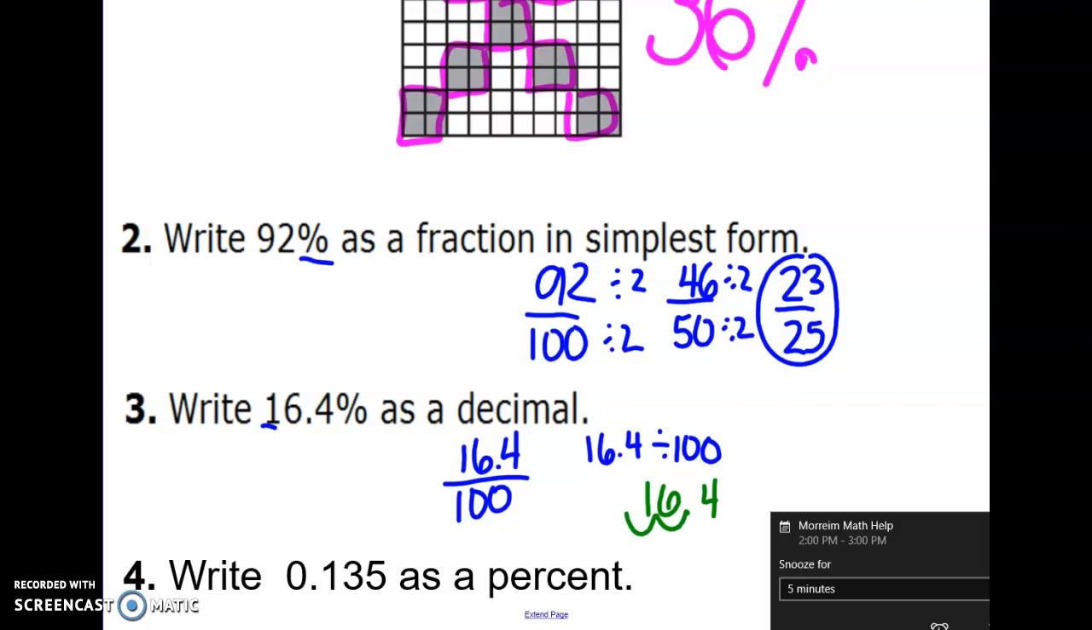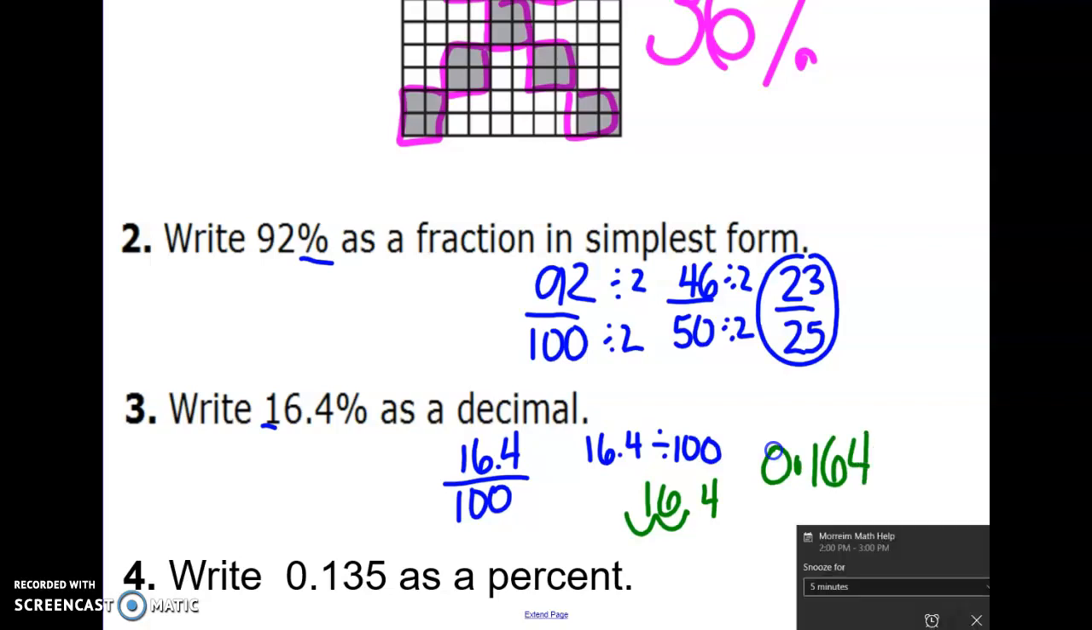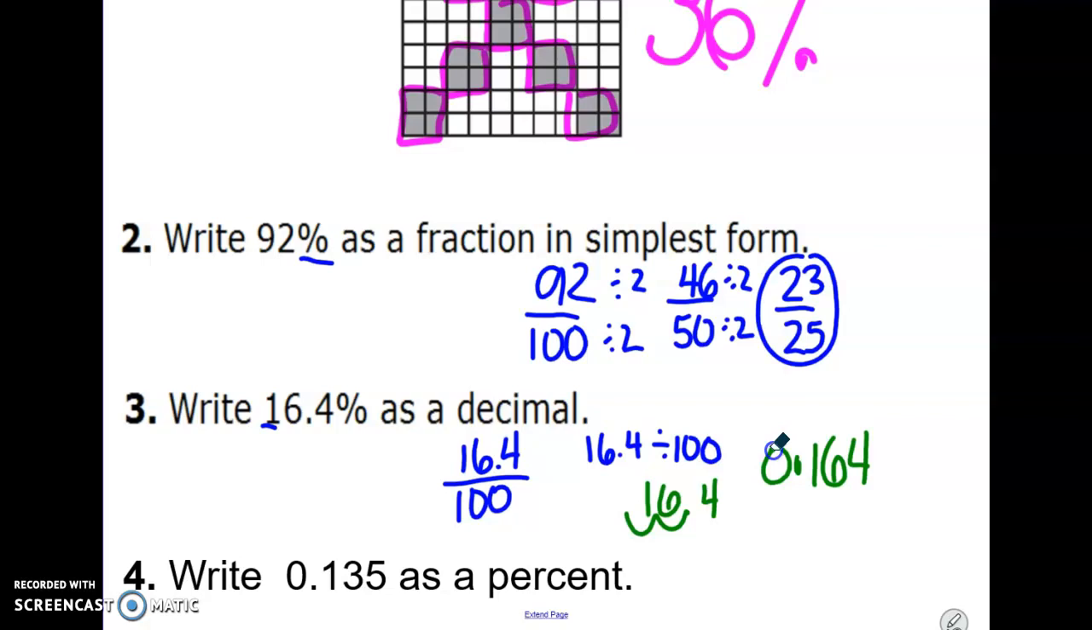Okay, so our decimal would be, I'm not sure why that decimal point won't go there, 164 thousandths would be our answer. Once again, we said percent means out of 100 or hundredths, so we look right there. We've got our 16 hundredths, right here in the hundredths spot. We've got 16 hundredths, so 16.4% would be 0.164.